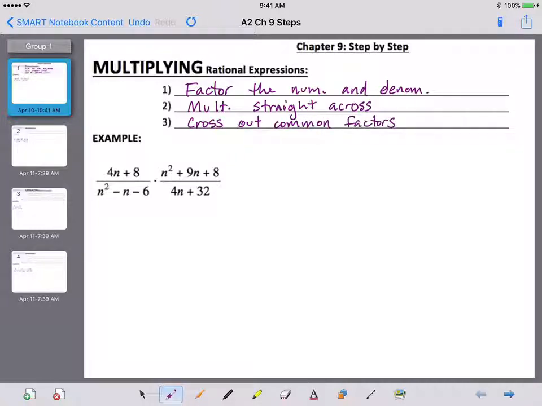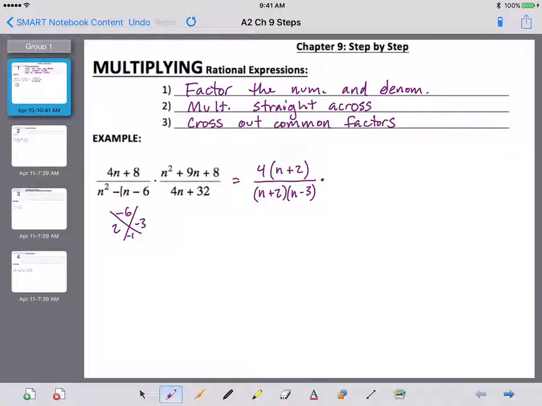You notice that in the numerator of the first fraction, 4n plus 8, both have 4 in common, so we can factor out a 4, leaving us with n plus 2. And if you look in the denominator, we have -6, and we need to think of a number that multiplies to give us that, but will add up to -1. So that can be factored as a +2 and a -3. So we have n plus 2 times n minus 3. And you'll probably already notice that something's going to cancel in that first fraction.